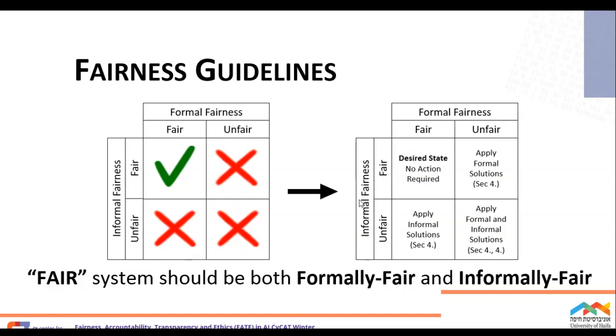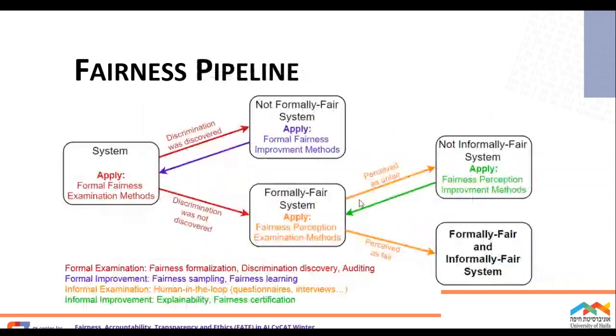to solve this problem. If it is fair but considered to be unfair, then we can try to figure out what we can do in order to persuade the users of the fairness of the system. And if it is perceived to be unfair and it is formally unfair, then we need to work on both aspects. So actually what we need to do is get systems to be first formally fair and finally perceived fair. This is a kind of fairness pipeline we suggest.